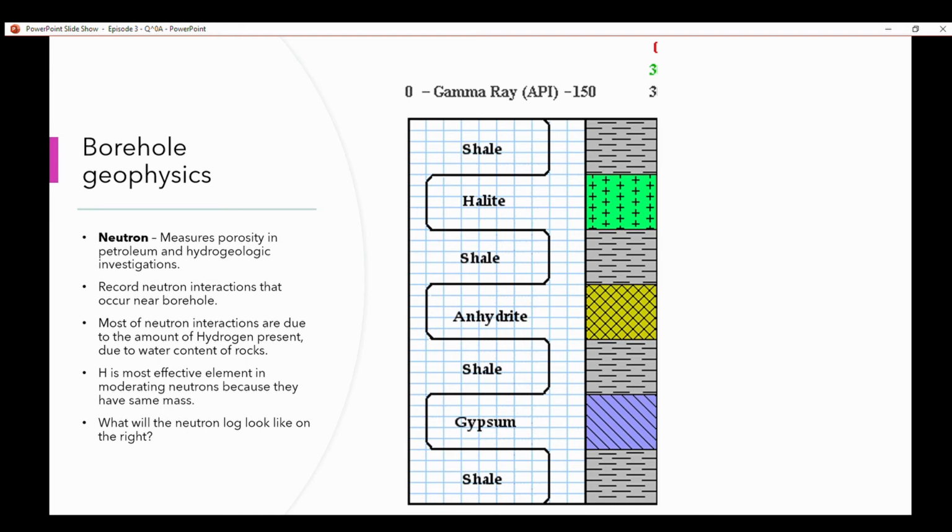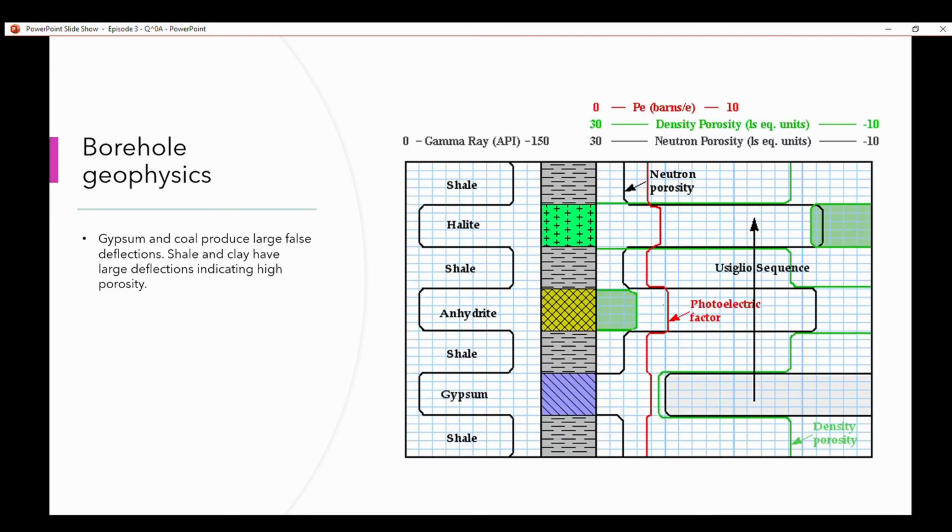So, let's see. We're on neutron, so the black line. Shale actually has a low density, and it increases significantly at the halite, and then decreases at the shale, and anhydrite, high density, and decreases significantly once you get to shale, and decreases even more once you get to the gypsum layer, and then it increases again once you get back into the shale. And this is a good one to practice with density.